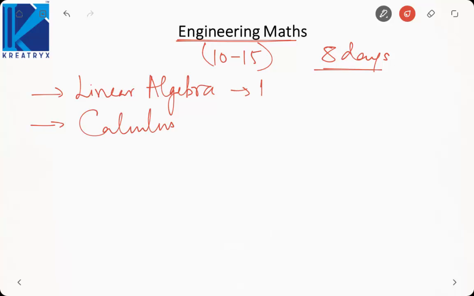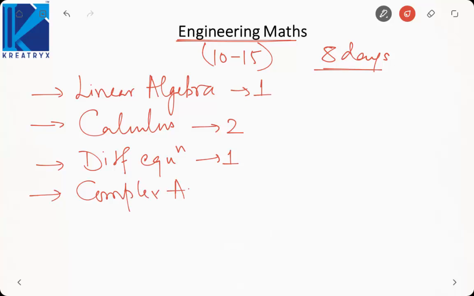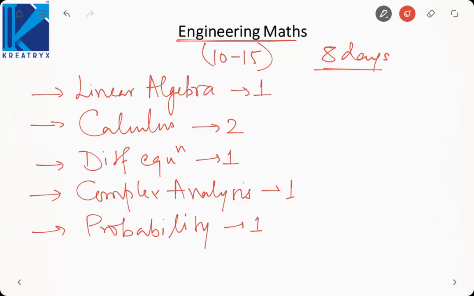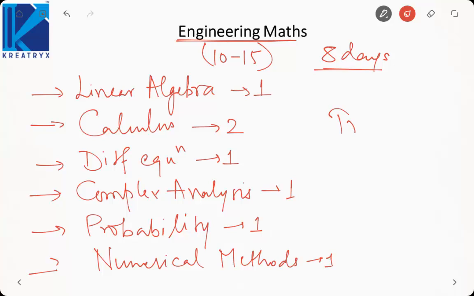Calculus, you can dedicate 1 day to linear algebra, 2 days to calculus. Differential equations, you can dedicate 1 day. Then complex analysis, 1 day. Probability, 1 day, because probability only involves solving problems, not many concepts are there. Then numerical methods, this you can look up, no need to go in depth, 1 day. Transforms you can leave out because transforms have been covered in signals and systems.